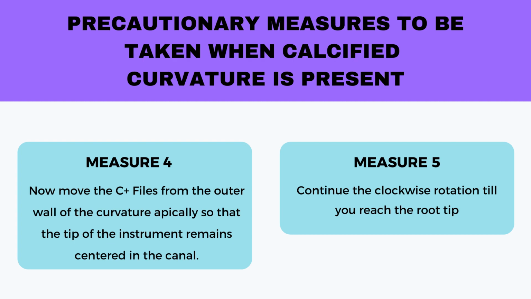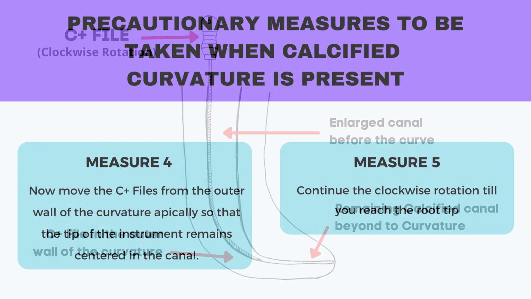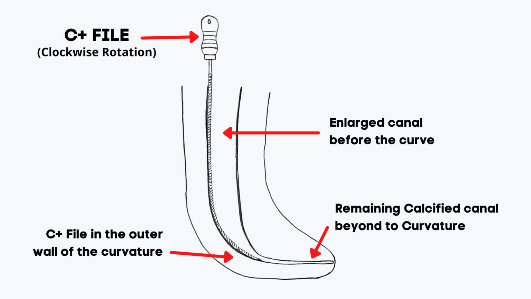Now continue using clockwise rotation till you reach the root tip. This is the image representation of negotiation of a curved calcified canal. You can see how I have engaged the outer wall of the curvature and how much I have enlarged the outer wall of the curvature so that C+ files can go through the outer wall towards the canal.